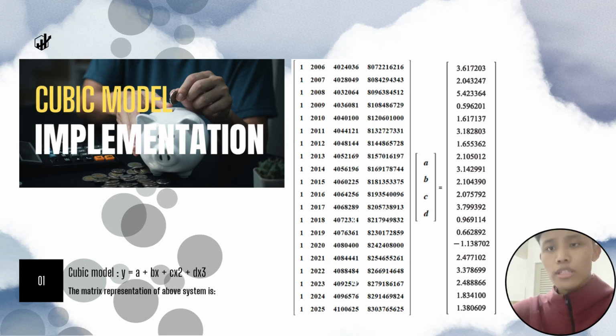We have 20 equations, but only 4 unknowns. This system is overdetermined and cannot be solved directly. We need a way to find the absolute best approximation. To do that, we must compress this massive system into a solvable format using the normal equation.